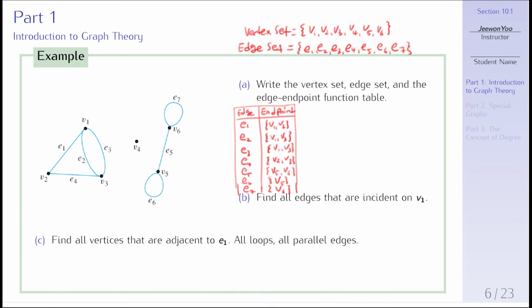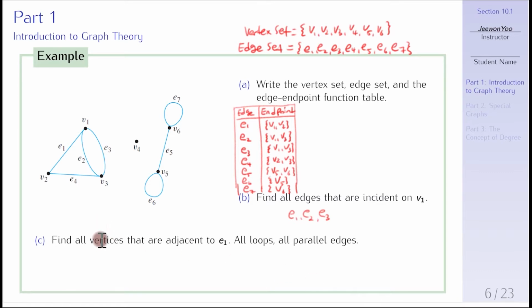Okay, everyone, I'm running out of space, so I was a little bit struggling. I hope you take time and look at this and see if my work is correct or not, because it's pretty straightforward. Part B, find all edges that are incident on V1. All you have to do is just check surrounding edges near V1, which are E1, E2, and E3. That's the answer.